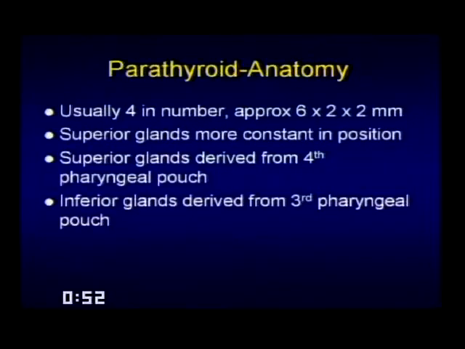Moving on to parathyroids. The anatomy, not so difficult. Usually 4, can be up to 6 or 8, but the goal, obviously, is to identify 4 in most of our explorations. The superior glands are more constant in position, and that's probably because they're derived from the 4th pharyngeal pouch, and we say that the inferior glands are more variable because of the longer course that they have to travel from the 3rd pharyngeal pouch, and you just remember that they're flipped. The upper glands come from the lower pouch, and the lower glands come from the upper pouch.